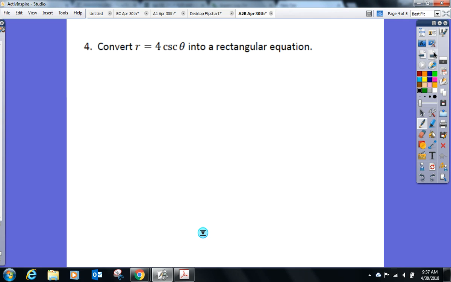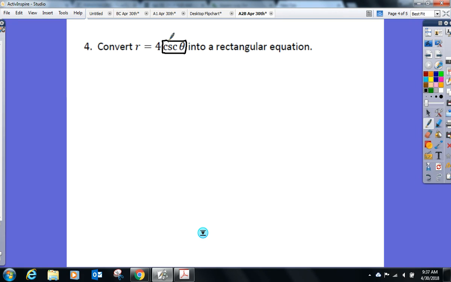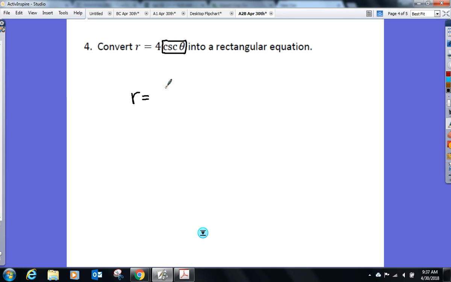Okay, next up, r equals 4 cosecant. That's why I gave you the conversion at the top. What's cosecant equal to so I can rewrite this? Oh boy. 1 over sine theta. So what's this going to turn into? r equals 4 times 1 over sine theta. So what's in my numerator? Here, I'll write it. 4 times 1 over sine theta.